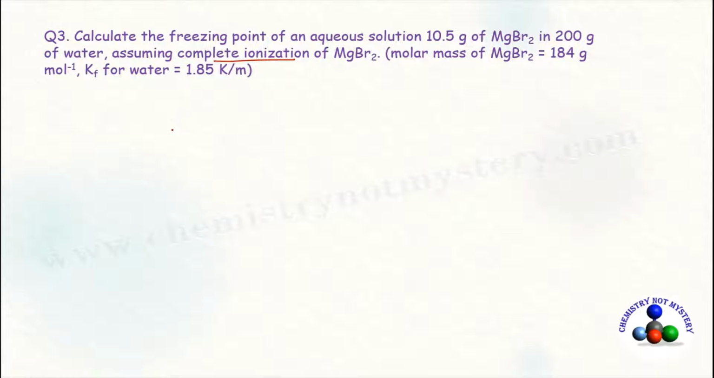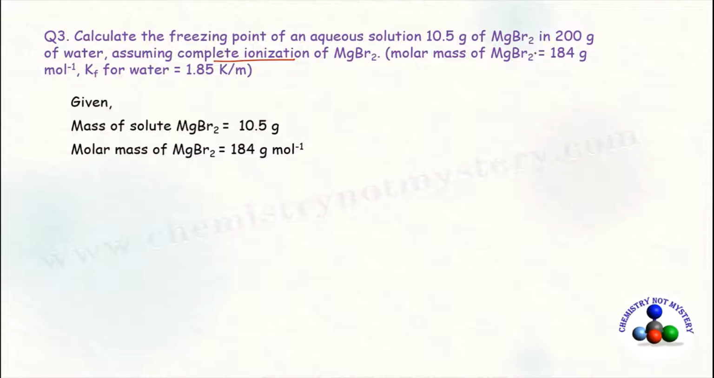First of all, write down what is given in the question. Here the solute is MgBr2 and the solvent is water. The mass of solute MgBr2 is given as 10.5 grams, and the molar mass of the solute is given as 184 grams per mole. The mass of solvent is given as 200 grams, and Kf for water is given as 1.85 Kelvin per molal. Here we have to assume complete ionization of MgBr2.